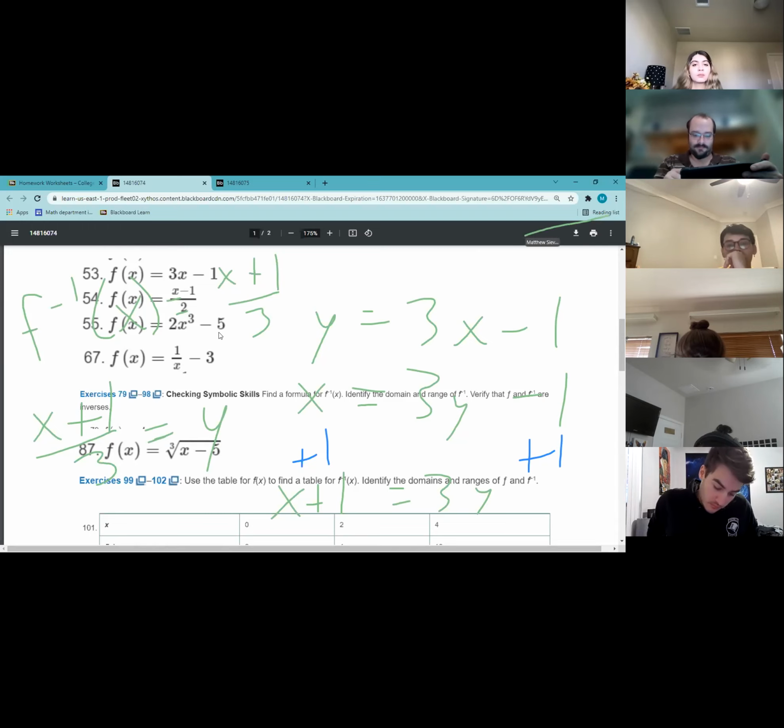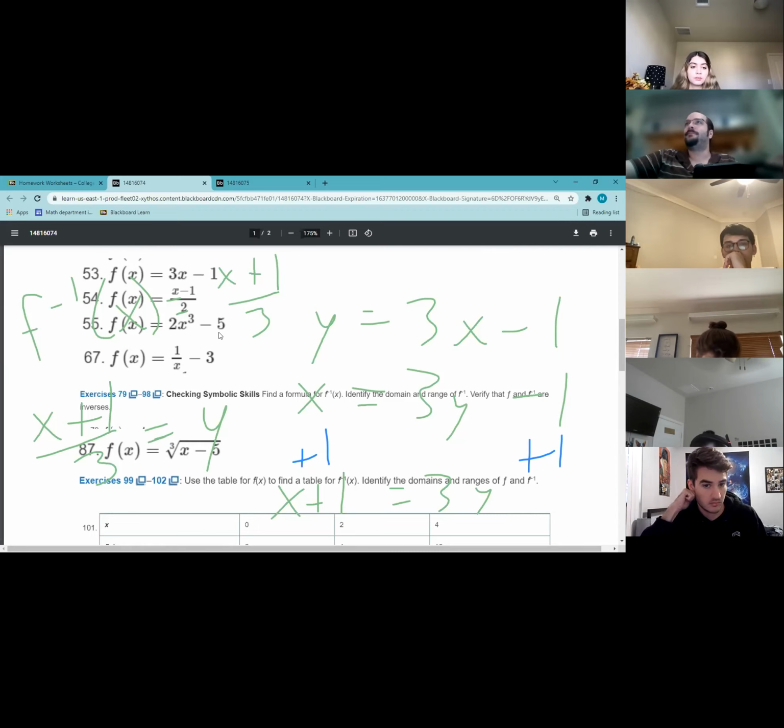Like the problem was y equals 3x minus 1. Why did you switch the x and the y? That was the step that we do to find the inverse. So the inverse basically swaps your x and your y. Your domain becomes your range, and your range becomes your domain.